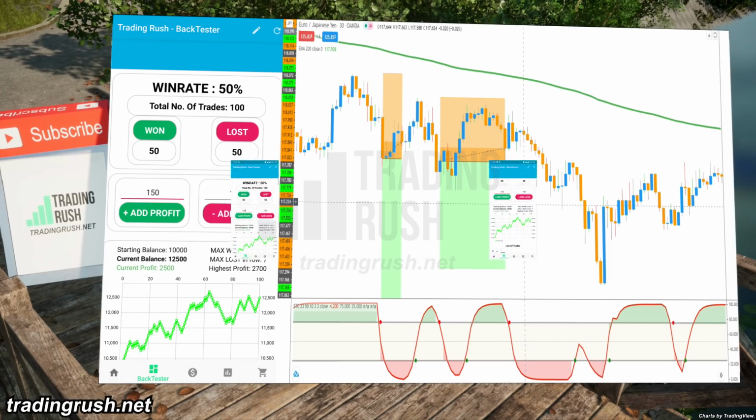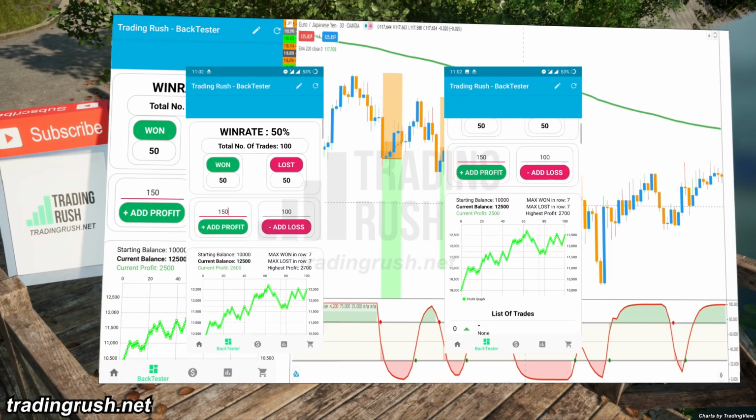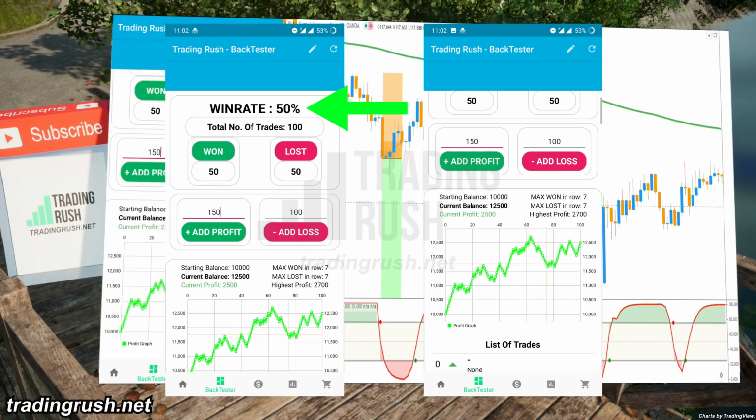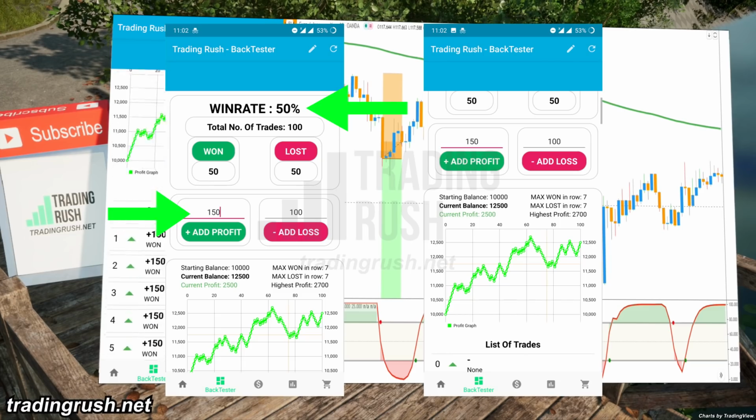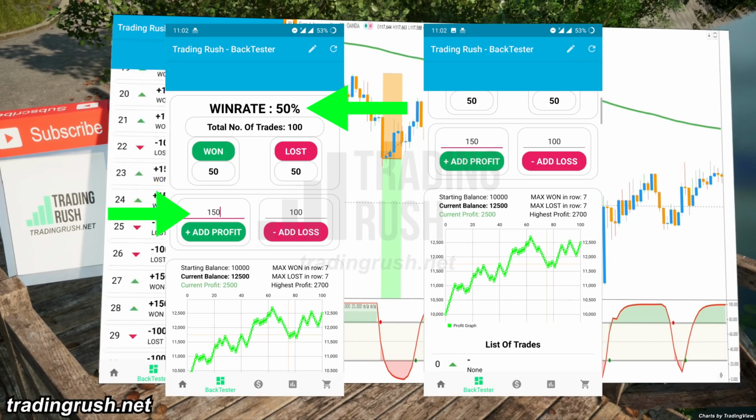So after testing the Schaff Trend Cycle trading strategy 100 times, I got an approximate win rate of 50% with a reward-risk ratio of 1.5 to 1. A 50% approximate win rate is not bad for a strategy with a reward-risk ratio higher than 1.